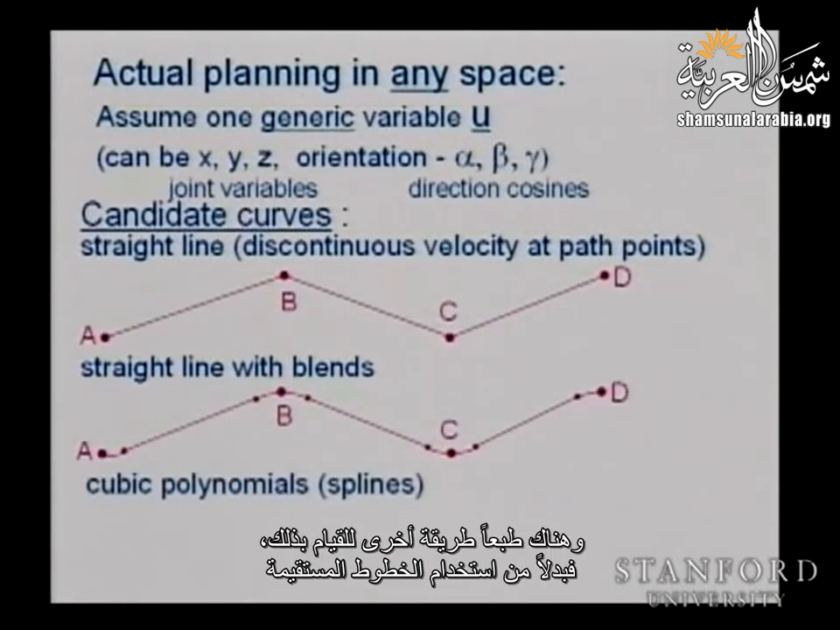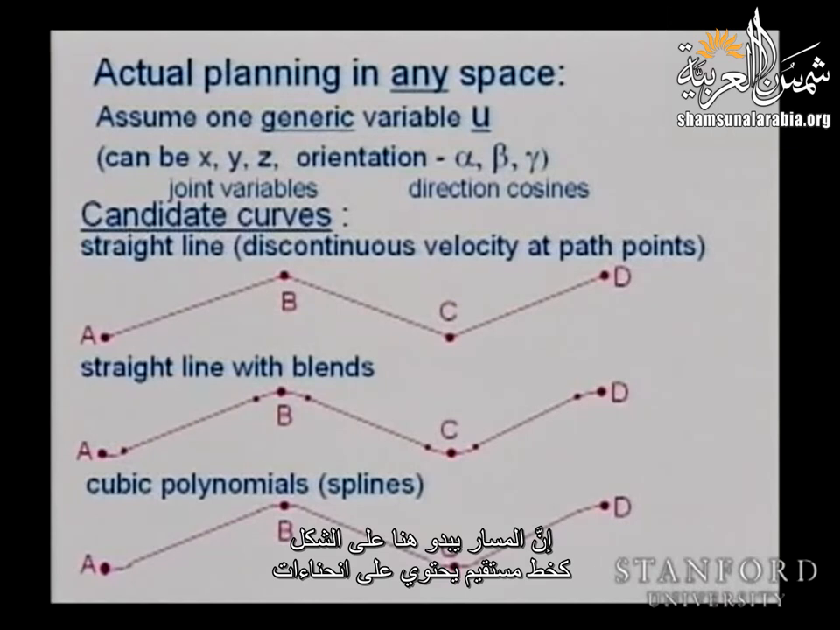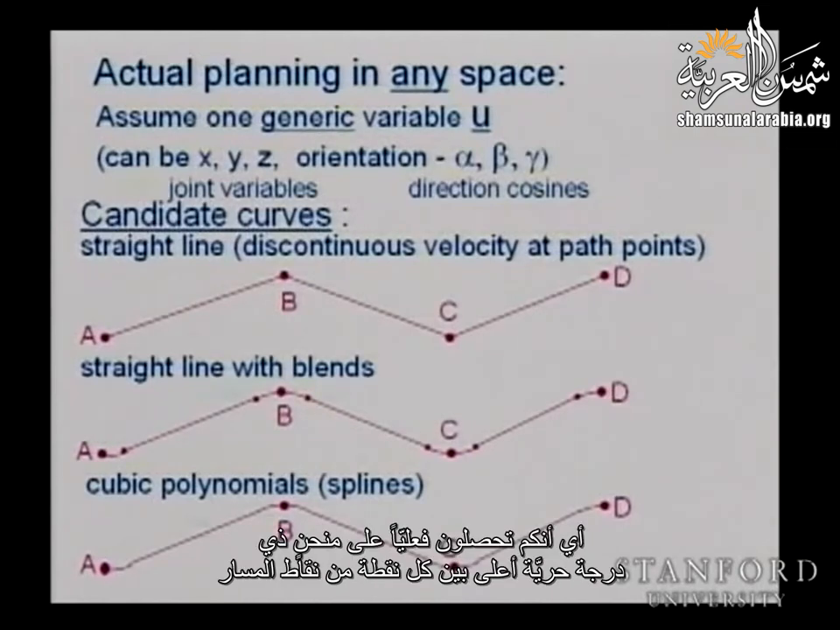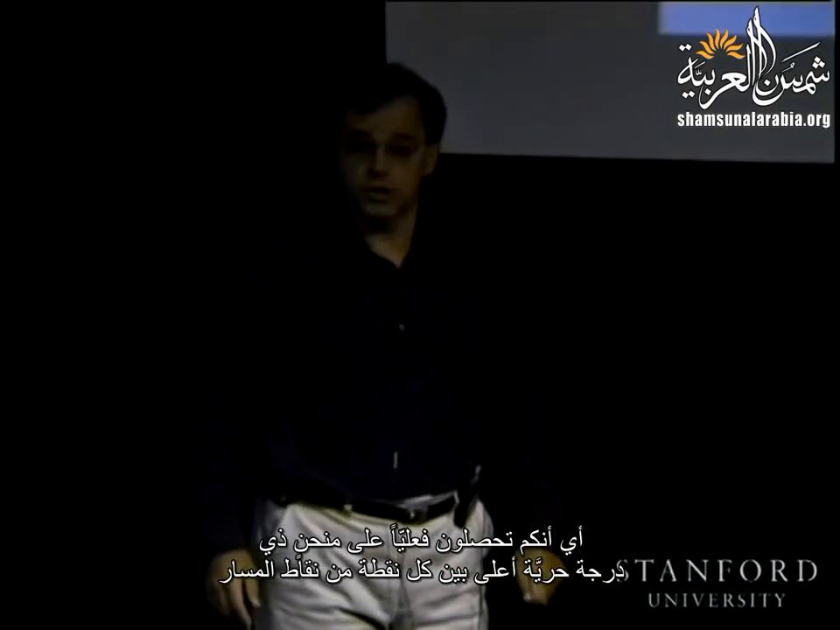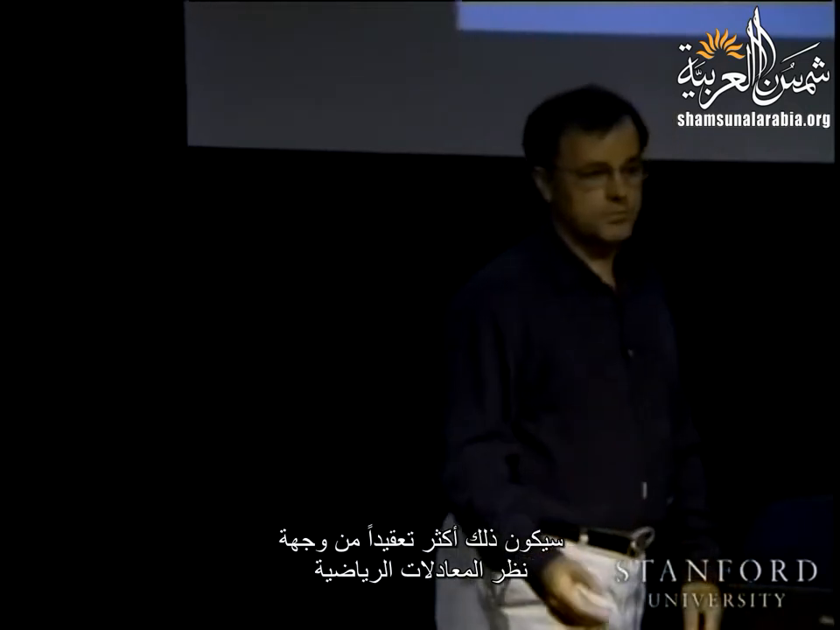And then, of course, another way to do it is, instead of using straight lines, we can actually use a cubic polynomial. Though the PowerPoint here almost looks like a straight line with blends, think of it as a cubic polynomial. So you're actually having a higher degree of freedom curve between each of the points along the path. That will be slightly more complicated from a formula point of view. Everybody following? It's pretty simple.